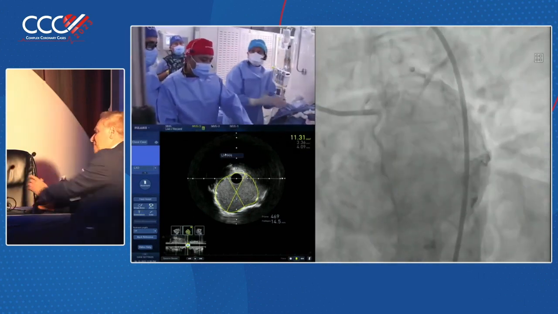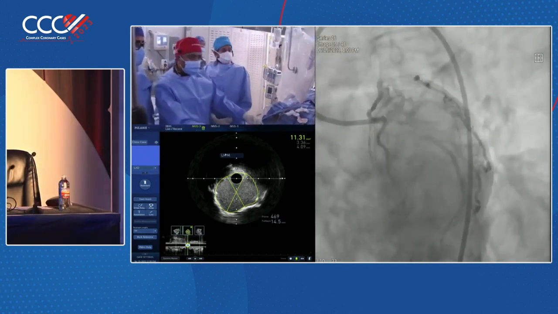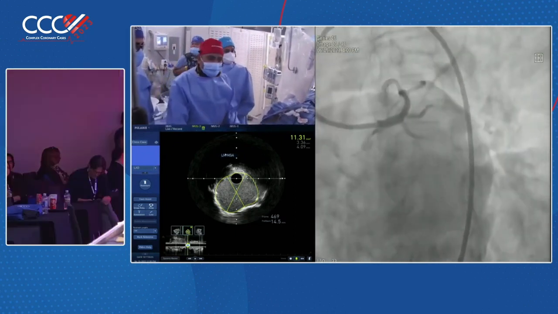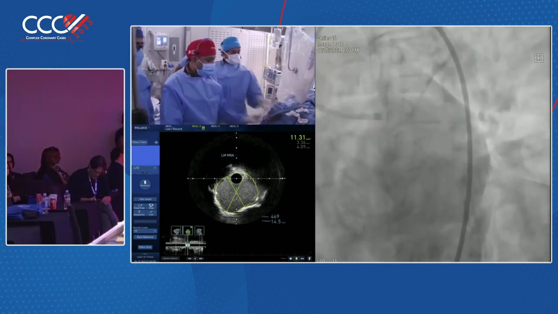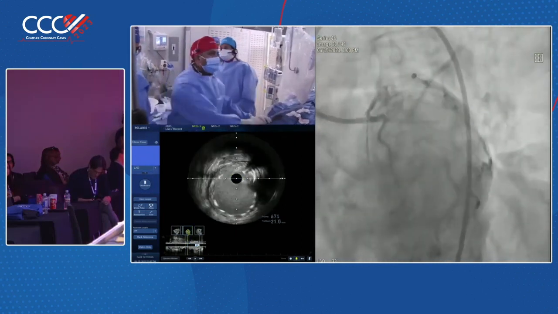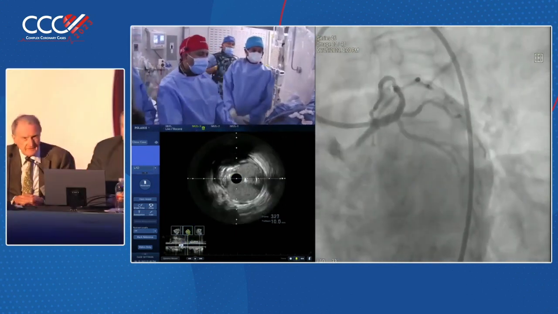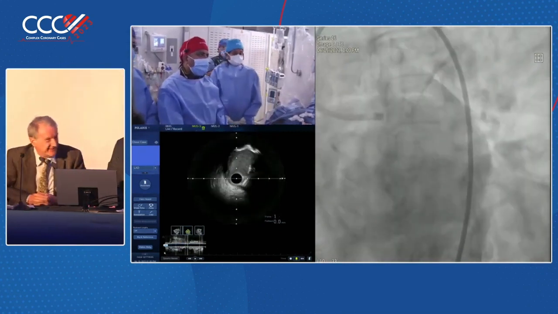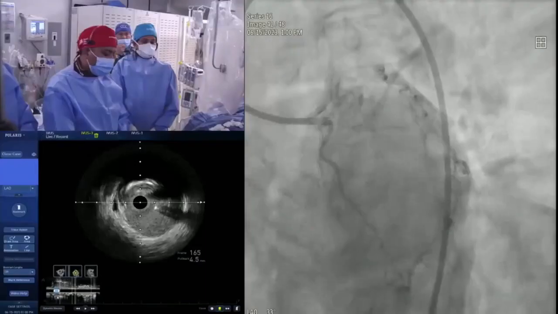I totally agree. I think you have to do all your best not to stent the circumflex. But this looks beautiful. Look at that, the ostium. Well, it looks really good. Bravo. Very, very nice case. Thank you, Dr. Kinney.